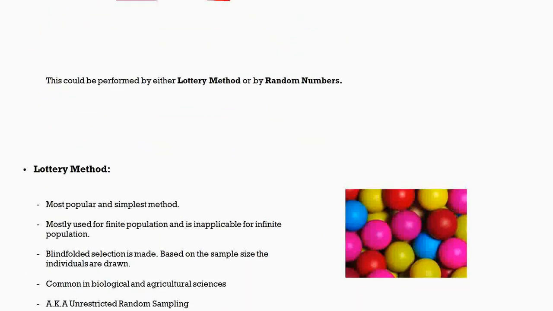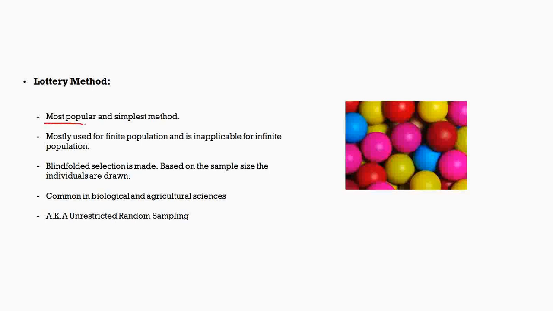So let us see what is a lottery method. The lottery method is most popular and the simplest one. Here we can do it only for the finite population, and it is inapplicable for infinite population. What we do here is all the individuals' names or numbers are written in a slip, and the slip is folded and placed inside a huge jar, and a blindfolded selection is made. So based on the sample size, we draw the individuals. And this is seen commonly in biological and agricultural sciences, and it is also called as unrestricted random sampling.